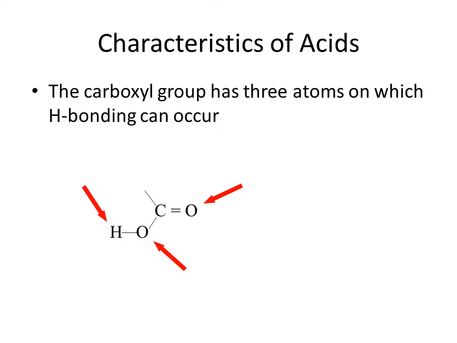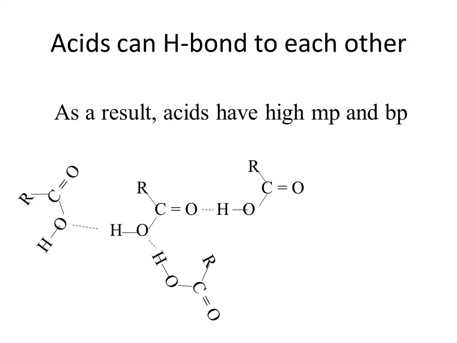Here are all the places where a carboxylic acid can hydrogen bond. This is what makes it relatively water soluble. You've got an oxygen on the carbonyl, you've got an oxygen on this what looks like a hydroxyl group, and you've got a hydrogen that can hydrogen bond. So that part of the molecule is very hydrophilic.